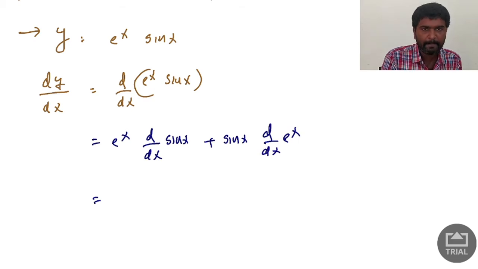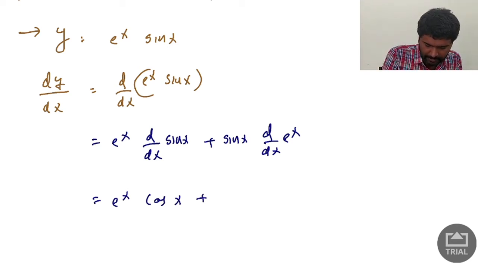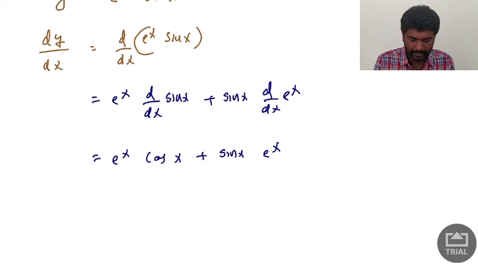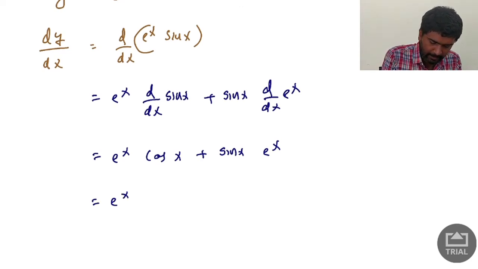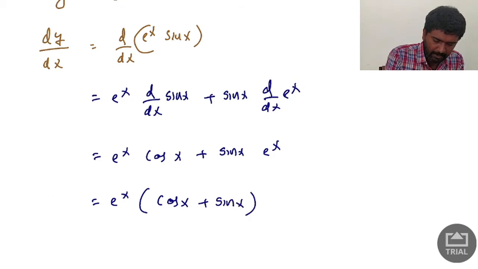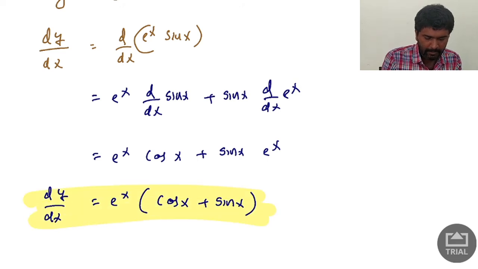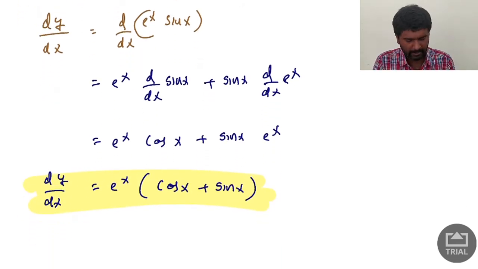So now I will get the result, that is e power x, then d by dx of sin x is cos x, plus then here I get sin x, then d by dx of e power x is e power x. So now if I rewrite this one, I will get e power x into cos x plus sin x. So this is your dy by dx. If y is e power x sin x, your dy by dx will be e power x into cos x plus sin x.